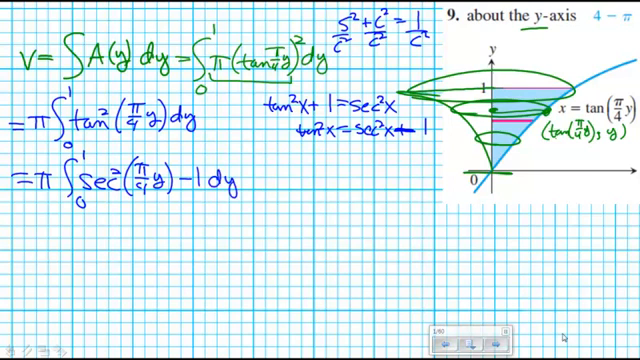Can I do that integral? Do I know a function whose derivative is secant squared? Yeah. So pi times the antiderivative of secant squared is tangent of pi over 4 y on the inside and 4 over pi on the outside.